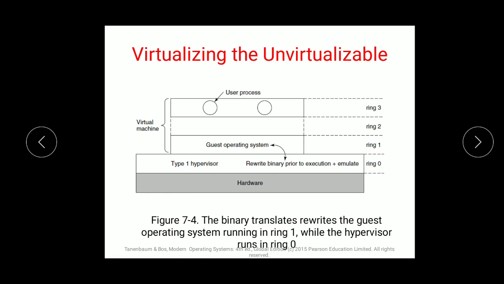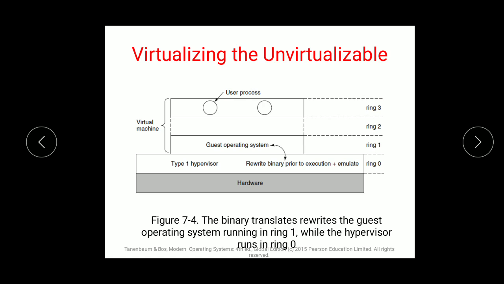So binary translation was done. The binary translator rewrites the guest operating system running in ring 1 while the hypervisor runs in ring 0. As you can see, the hypervisor is running in ring 0. Ring 1 is for your actual process running on the guest operating system. Ring 3 has n number of virtual machines. So altogether ring 1, 2 and 3 levels were set.